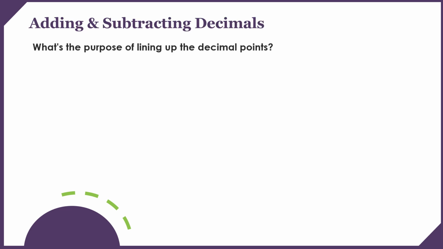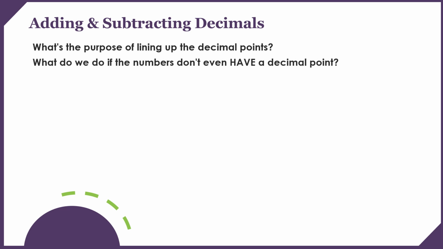What's the purpose of lining up the decimal points when we're adding and subtracting decimals? And what do we do if the numbers don't even have a decimal point? I know some students get pretty lost when that happens.